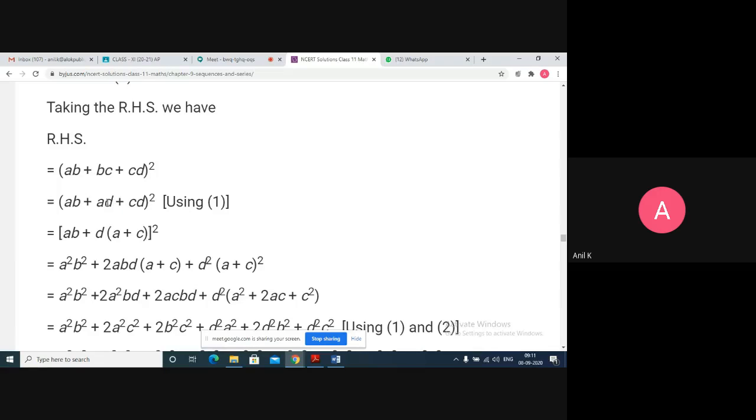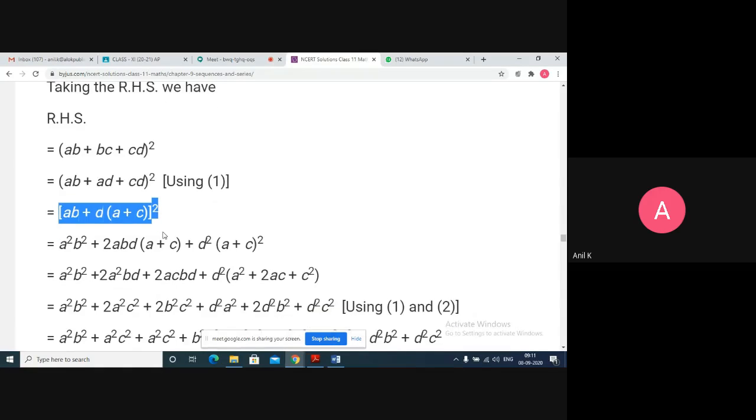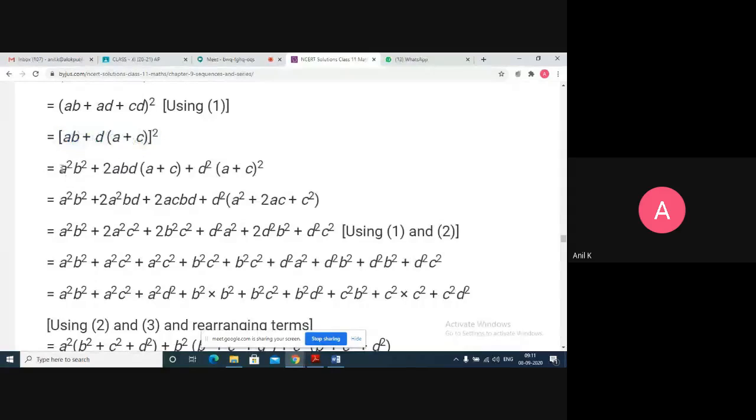Now from these two terms, ad plus cd, you can take d common. So I will have (ab plus d into (a plus c)) whole square. This is the x plus y whole square formula. What is the formula of x plus y whole square? x square, that is (ab) whole square, which is a square b square, plus 2xy, that is 2 into ab into d into (a plus c), plus y square. Y square means d square into (a plus c) whole square.